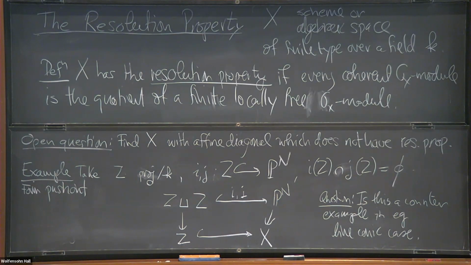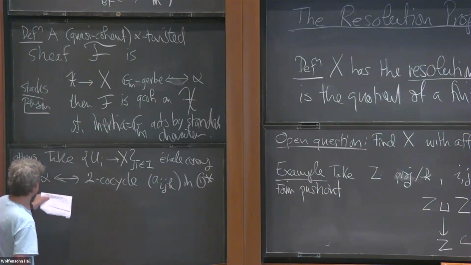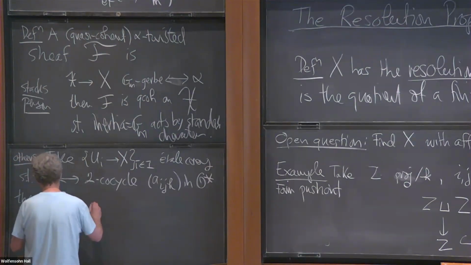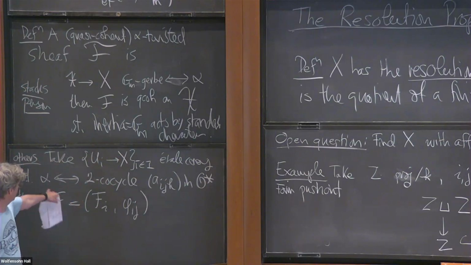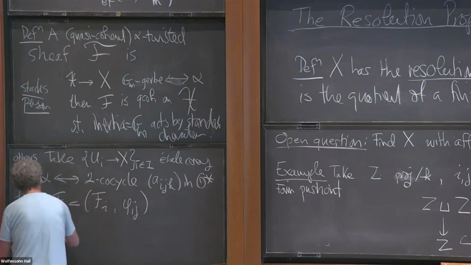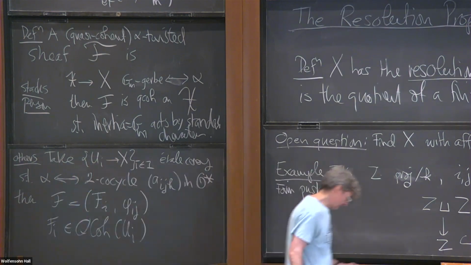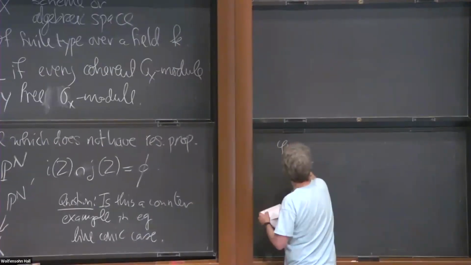But you can almost always compute, by a theorem of Artin, you can almost always use Čech coverings to compute a cohomology. Okay, so then you have this 2-cocycle, right? And then what is a twisted sheaf? It's a system where you have F_i's and phi_ij's. This is kind of like the same data, so F_i should be quasi-coherent, in QCoh of U_i, and phi_ij should be an isomorphism.